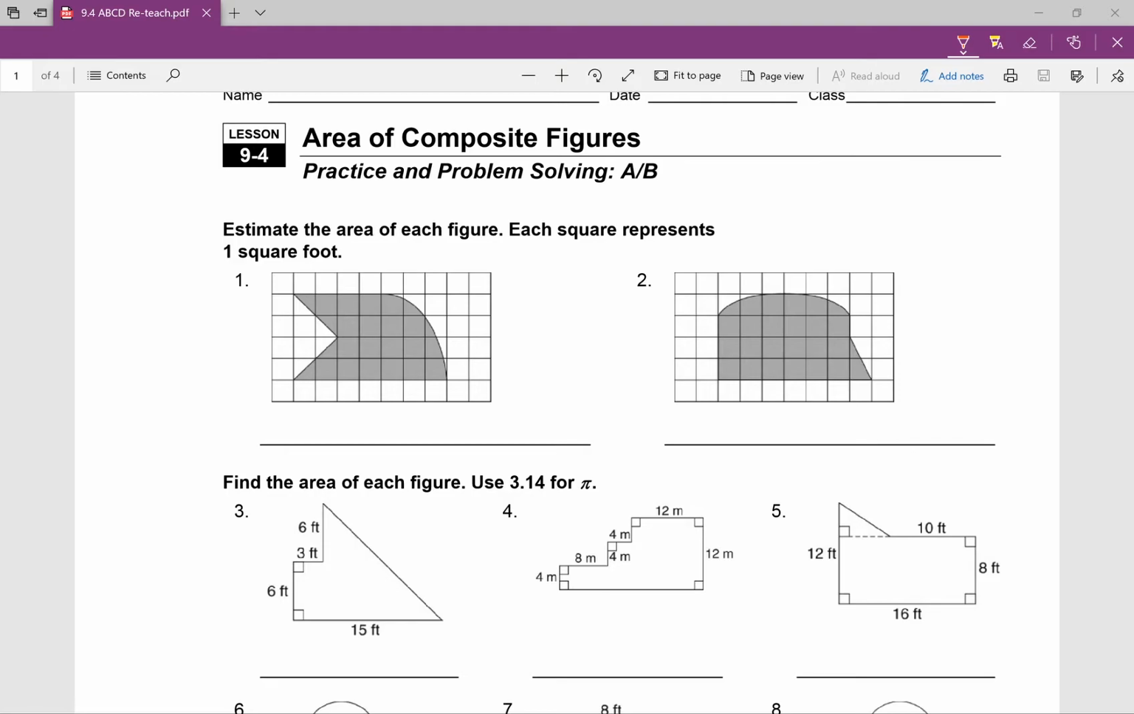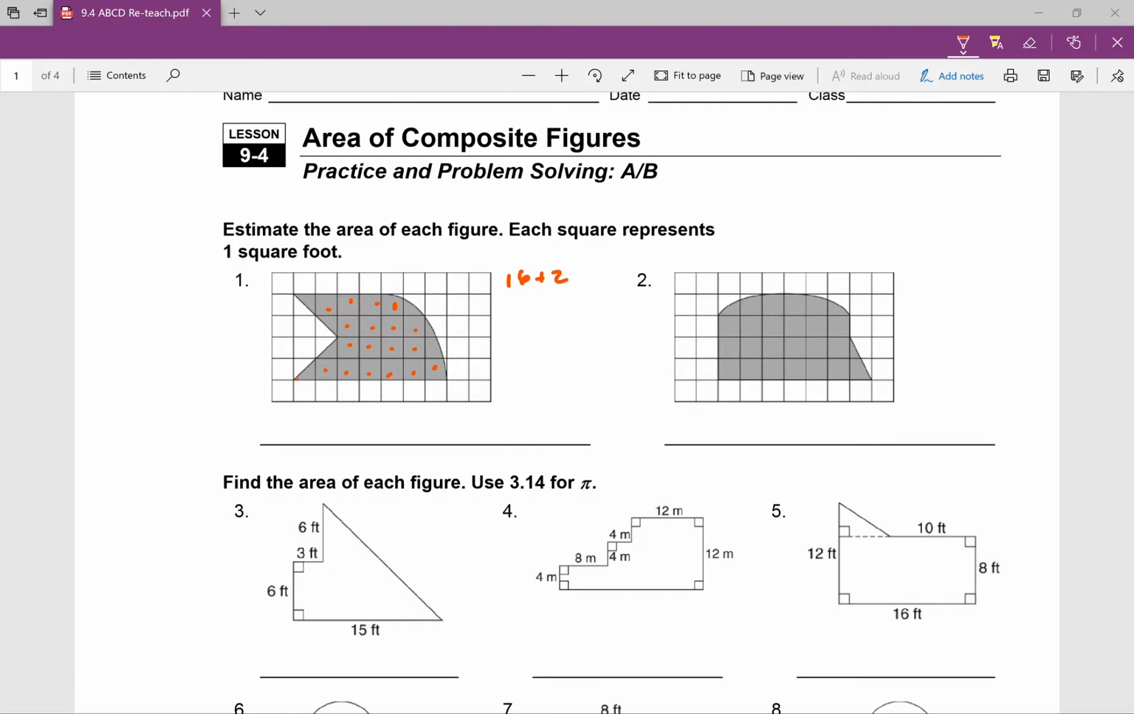So the area of each square. On this one, I have 1, 2, 3, 4, 5, 6, 7, 8, 9, 10, 11, 12, 13, 14, 15, 16. So a total of 16 full squares. Now this one is almost full as well as this one. So I'm gonna count those as two more.